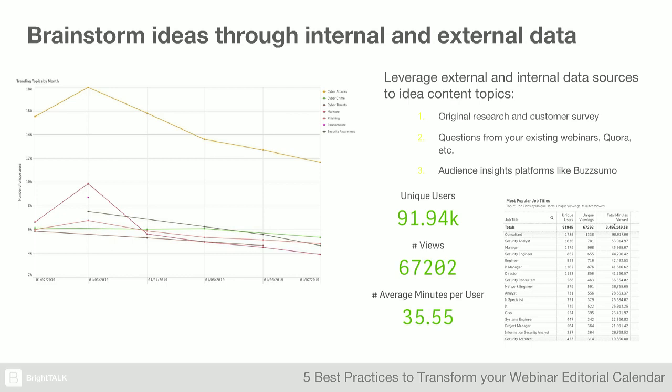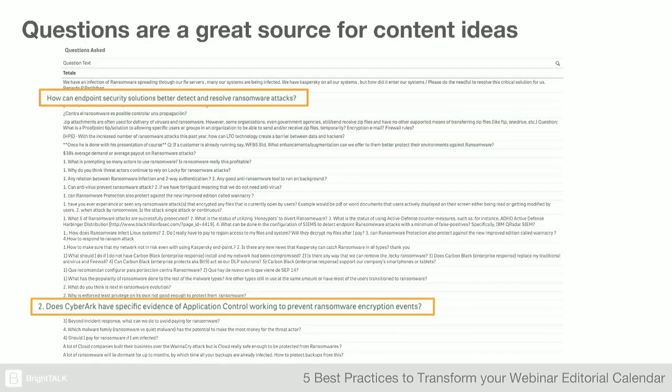If you don't have internal data like that, what you can do is look for external data. And so, there are different ways you can source this. So things like questions from your existing webinars or using an external site to identify questions that are being asked. These are practical questions that people are asking. These are things that people want to know more about.